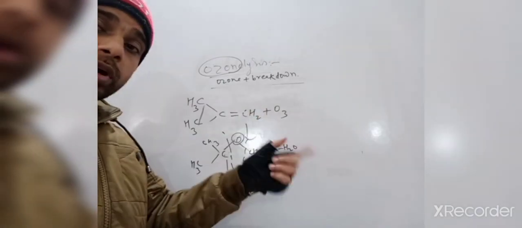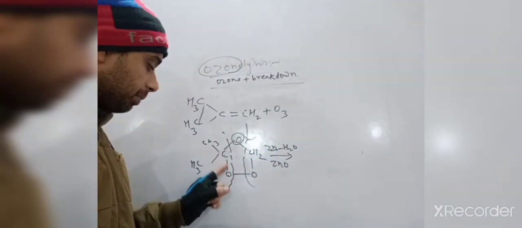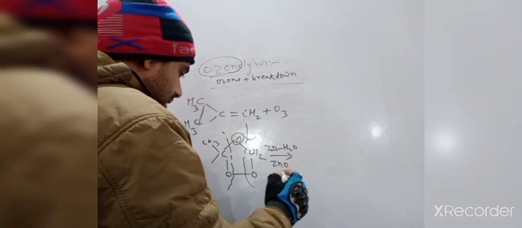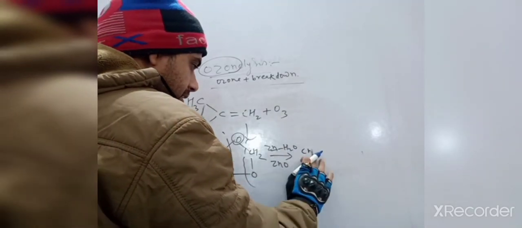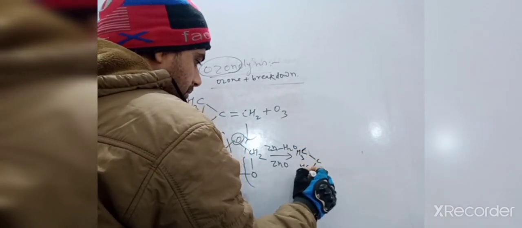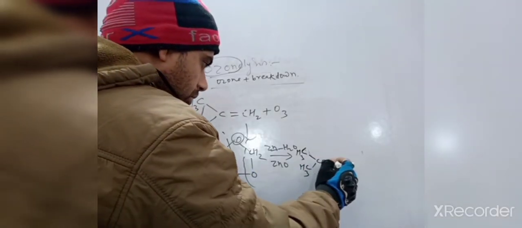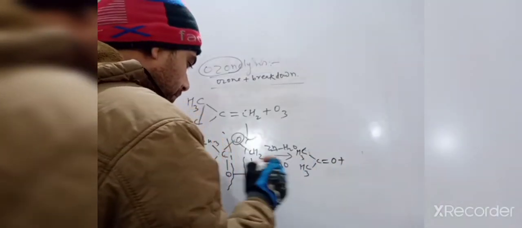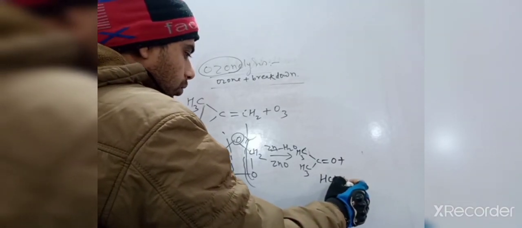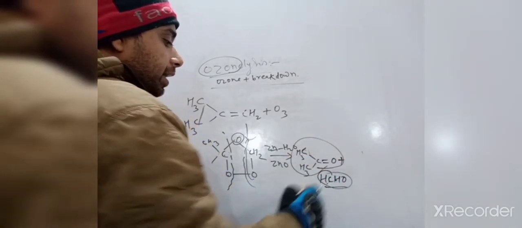If I have said that an aldehyde will form, that means there must be carbon, hydrogen and oxygen. But here only oxygen is there, no hydrogen. So what will it form? It will form CH3, which will then react with oxygen, so a double bond will form with oxygen, plus CH2O. This one is formaldehyde. So a ketone can be formed and an aldehyde can also be formed.